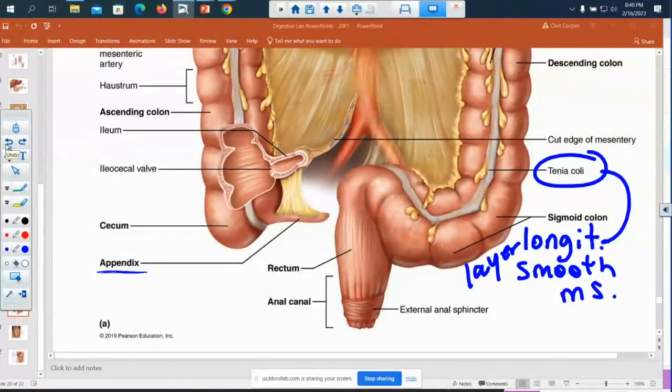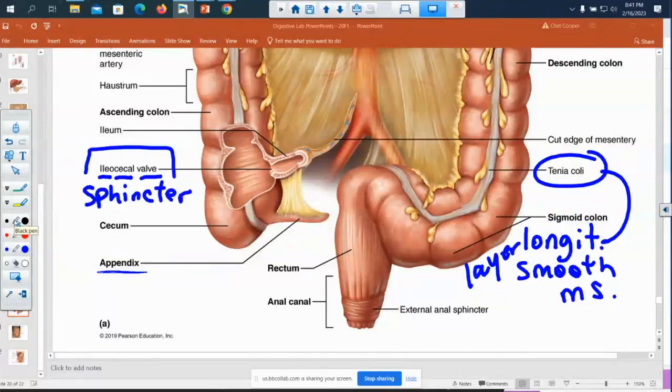Oh, ileocecal valve, muscle, where the ileum and cecum come together. This is a sphincter, but its name does not say sphincter. Its name says valve. They call it the ileocecal valve. Some people argue and say it's not a true sphincter anyway. It's not completely round. It's different. Okay. But either way, we're going to include it with our group of sphincters because it's a compartmentalizer. That's what it does.